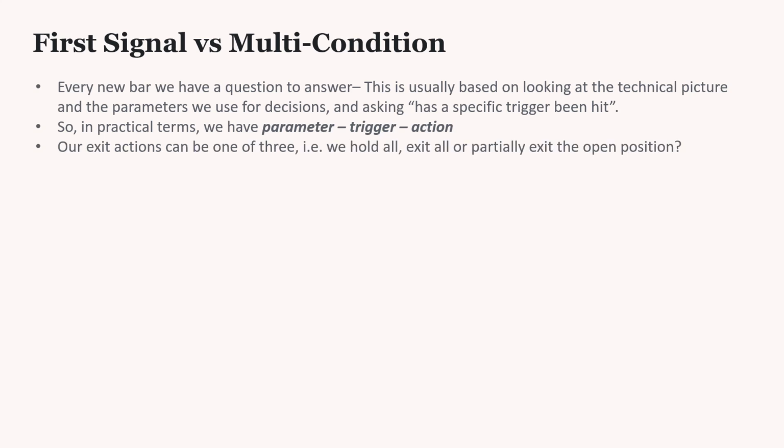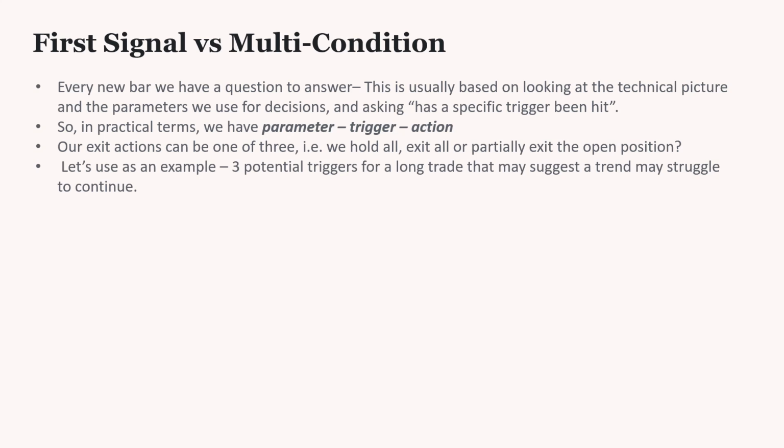Now, exit actions can be one of three. Firstly, we hold all of our existing position. Secondly, we exit all of our open position. Or thirdly, we partially exit, suggesting that there may be signs that things are weakening in a particular trend, as an example, and perhaps taking some off the table now would be prudent. This is much more sophisticated than simply saying, well, it's halfway towards its profit target, let's take half off, which is the usual way people operate with partial exits. That's another story for another day, but essentially we've got these three actions we can take.